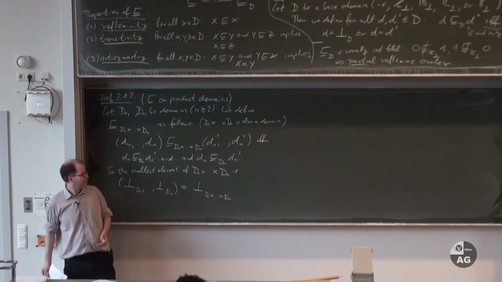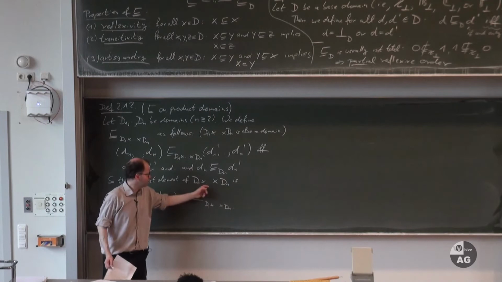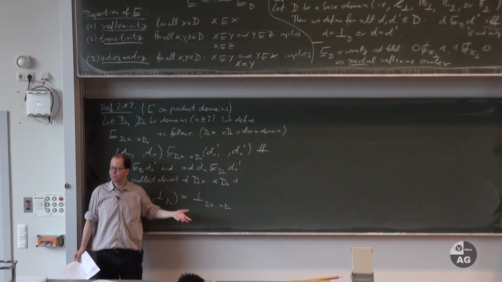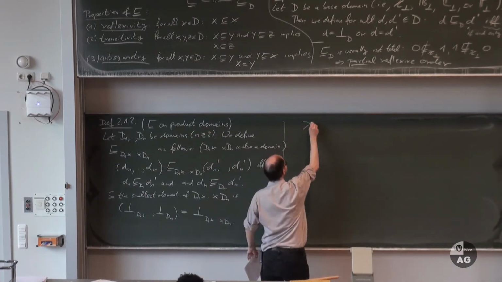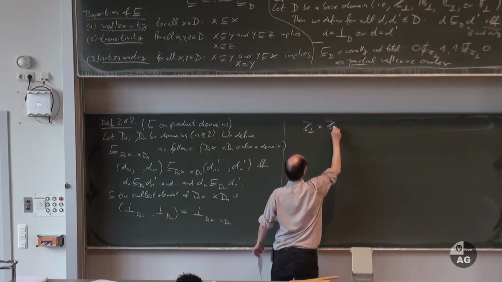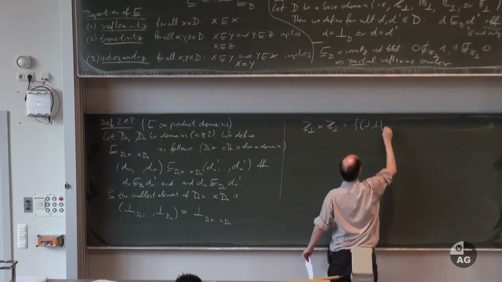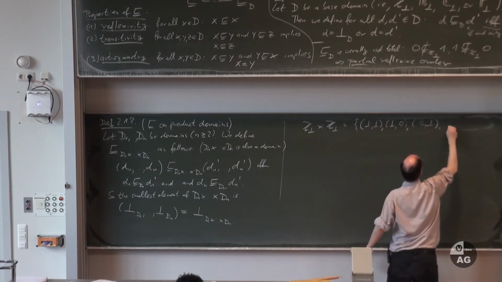Sorry? No, because this set D1 cross Dn only contains tuples. This does not contain bottom on its own. So this thing is really just bottom, bottom, bottom, 0, 0, bottom, and so on.